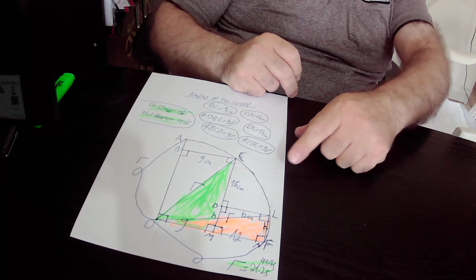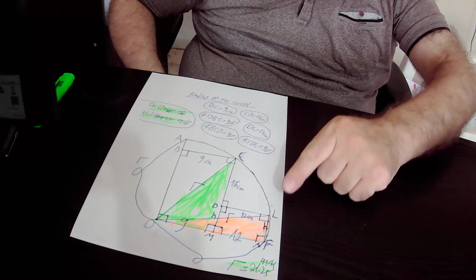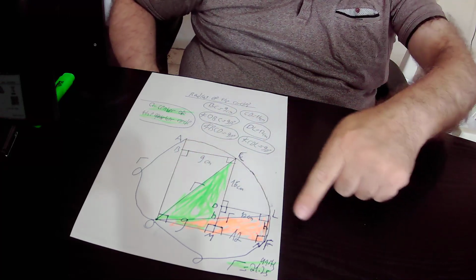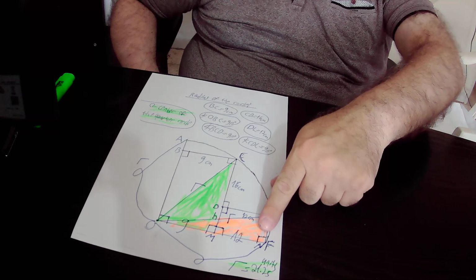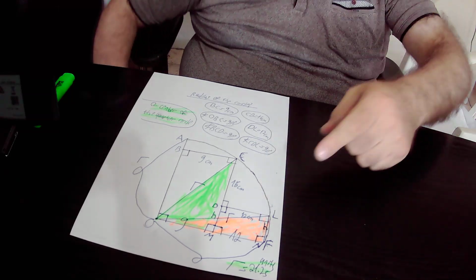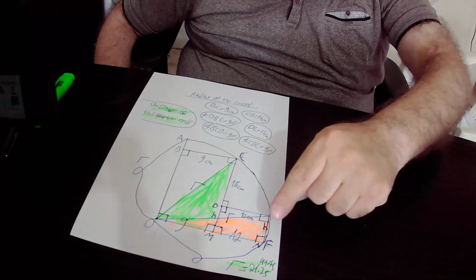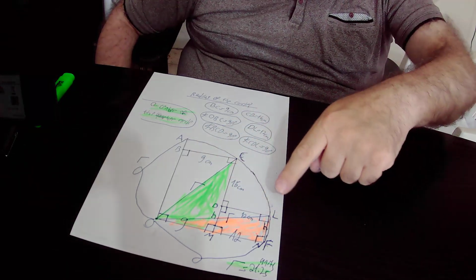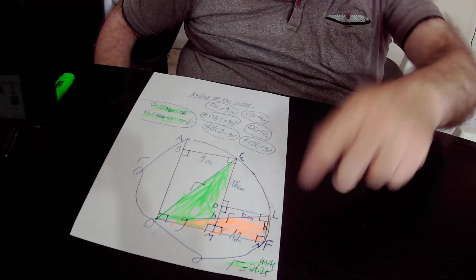I repeat again, from point L, we draw a perpendicular on the radius OF. So this angle equals 90 degrees according to our construction. And we define the touching point of the perpendicular from point L and OF as N. N is the touching point of the perpendicular from point L and OF.